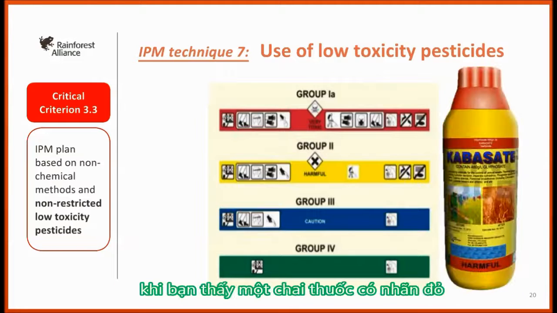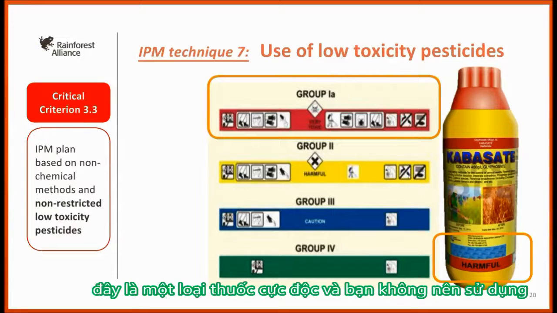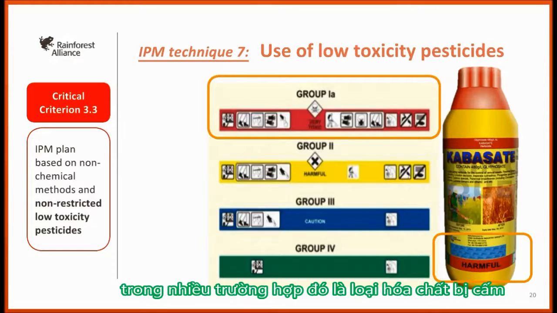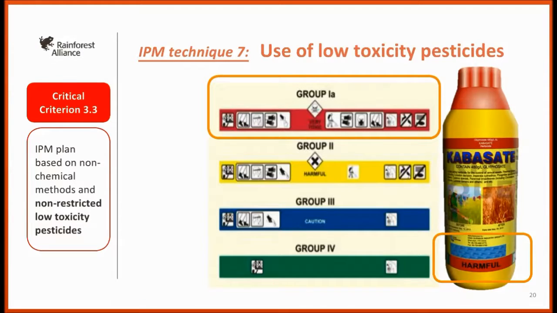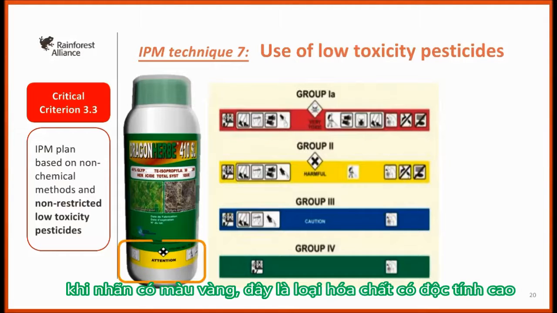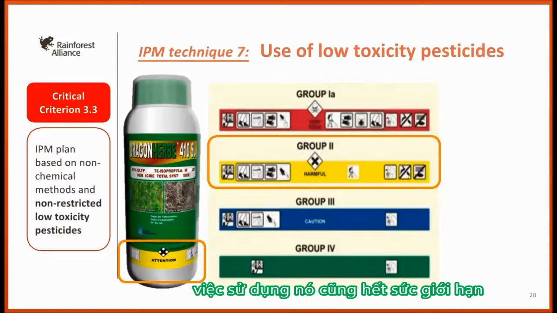When you see a bottle with a red label, this is an extremely toxic chemical that you should basically not be using. In some cases, it may even be a prohibited chemical. When a label's color is yellow, it is highly toxic chemical. Its use is also very restricted.